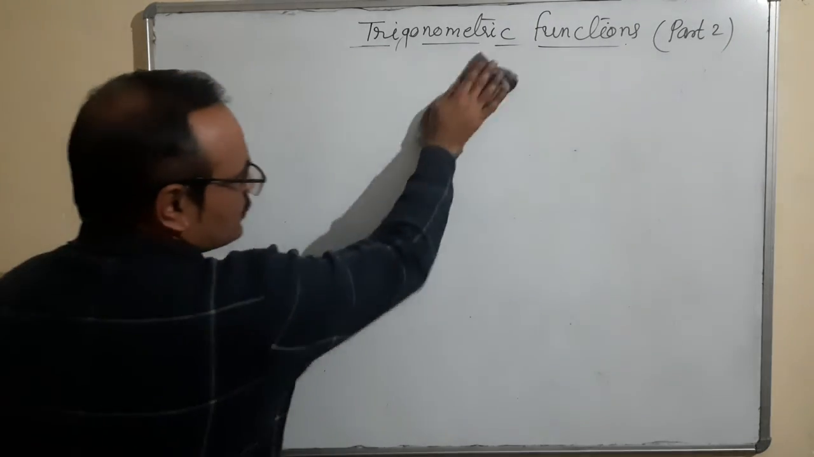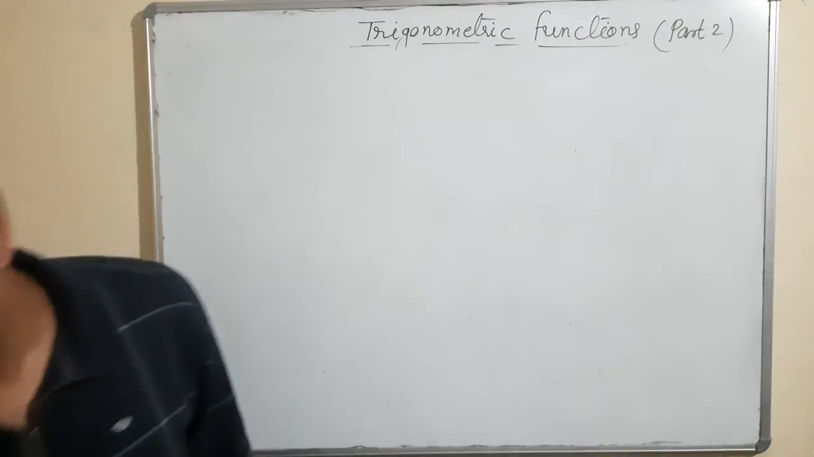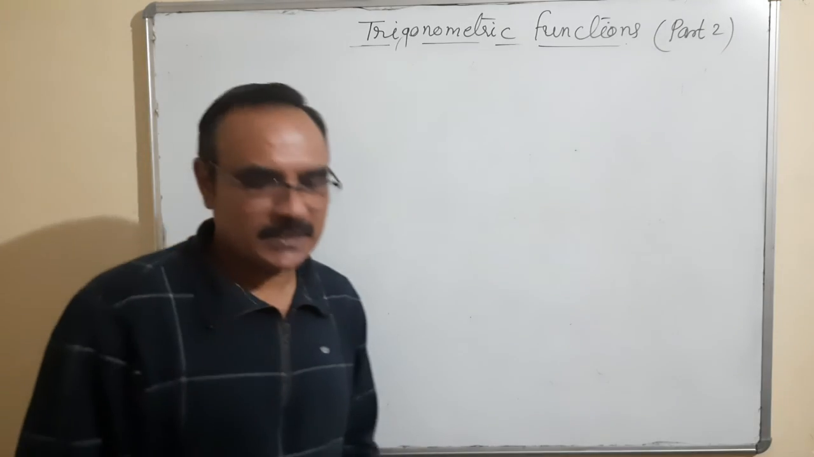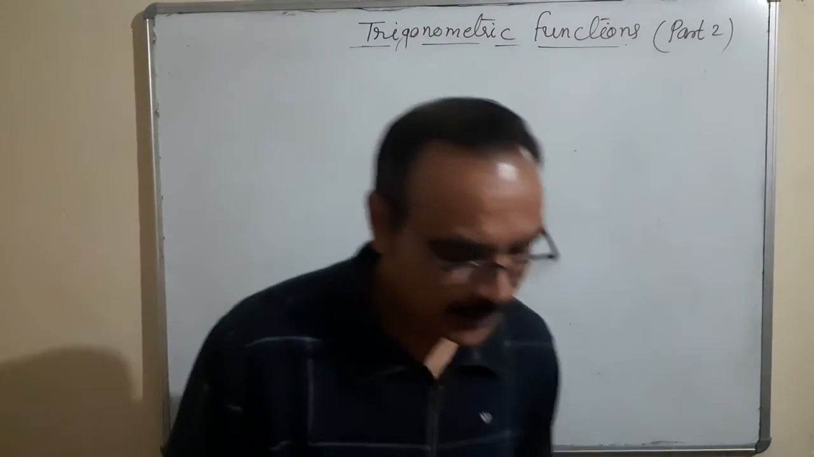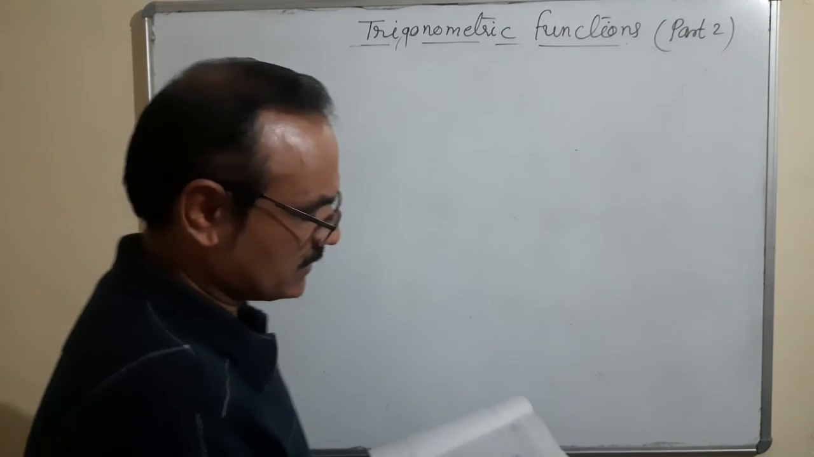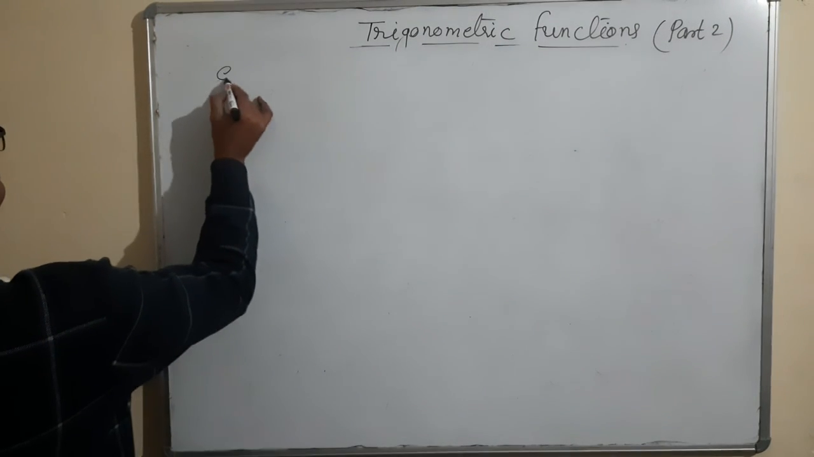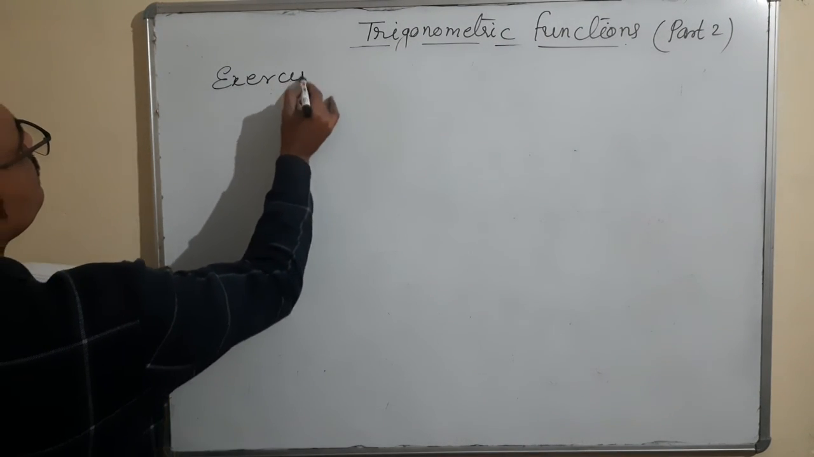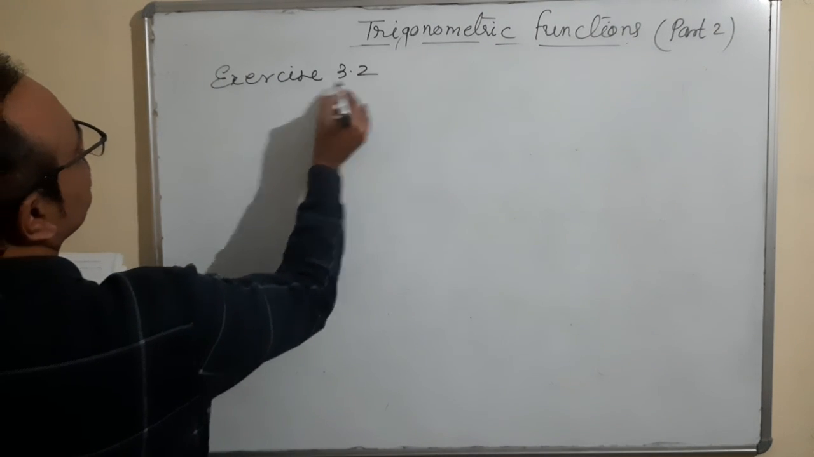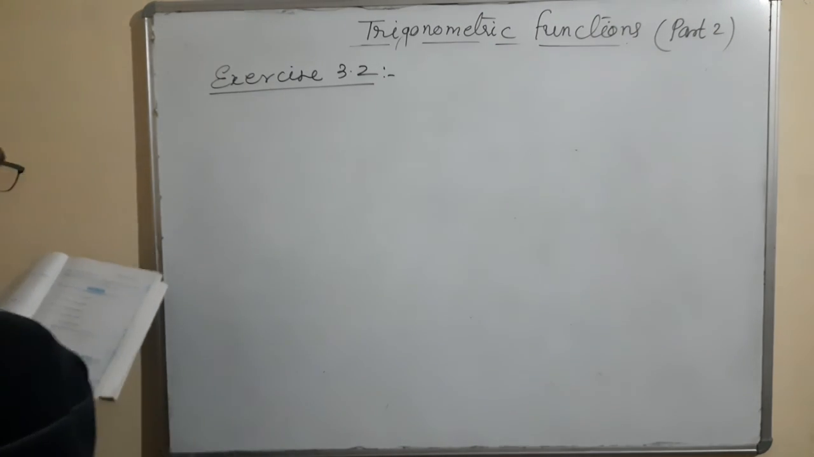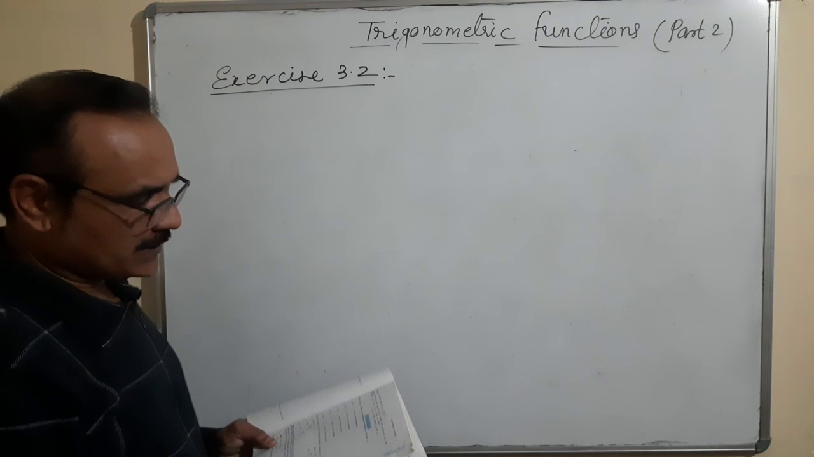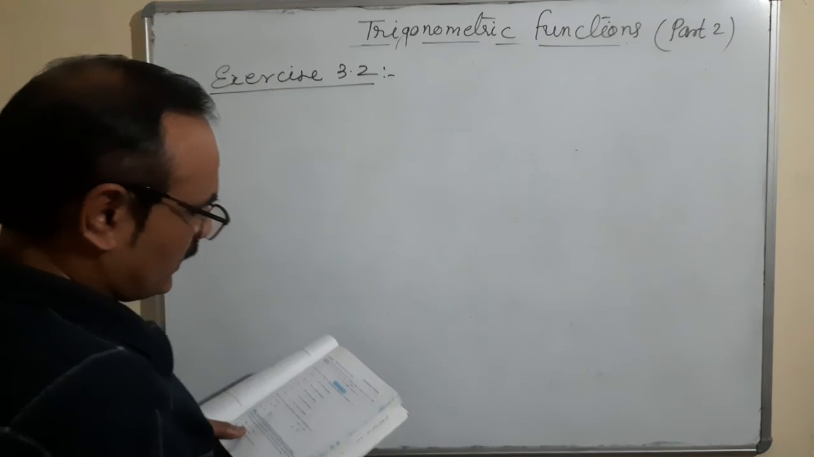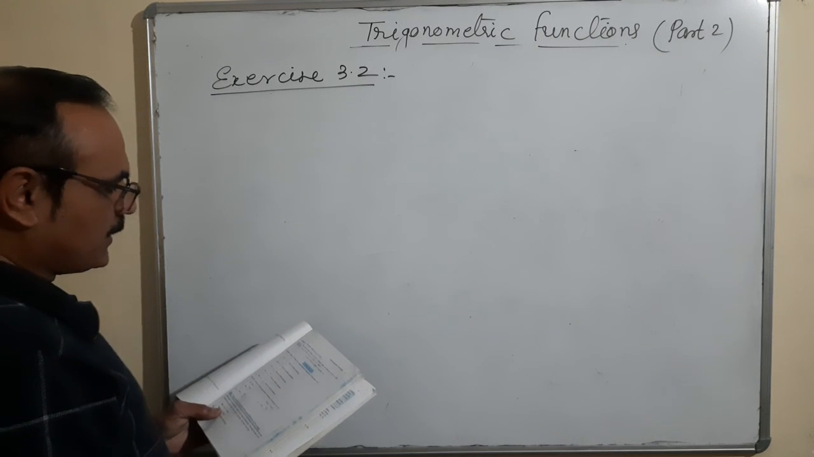Now let us discuss some questions of the exercise. By the way, you are aware of the basics. Now you don't have any problem in solving the questions. It's very easy for you, but let us discuss some questions of this Exercise 3.2. Find the values of other 5 trigonometric functions, exercises 1 to 5.